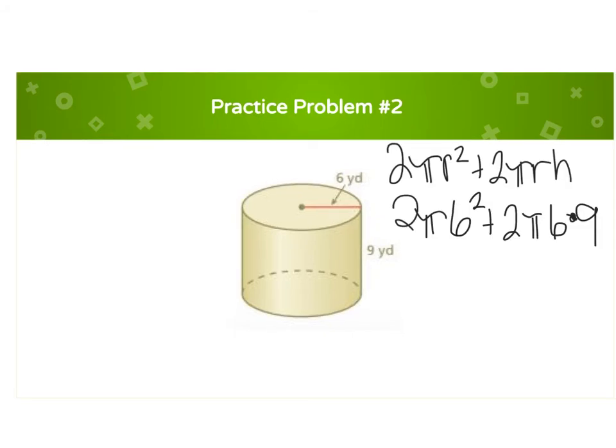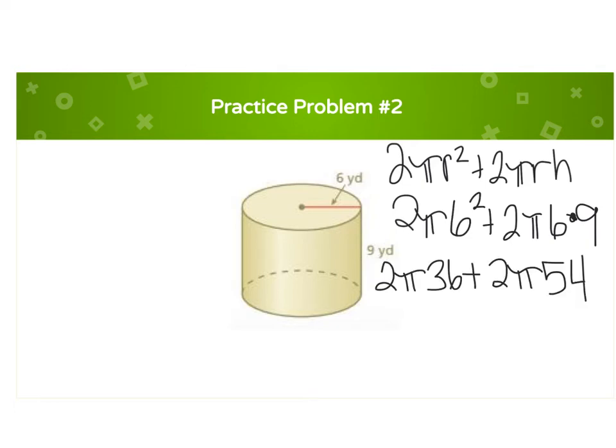Okay, so here's what I have. I just went ahead and I filled the formula in. Our radius is 6, so every time I saw the R, I put 6. And then our height is 9, so then I put 9 for every time I saw that. So go ahead, I want you to try to do the next step.